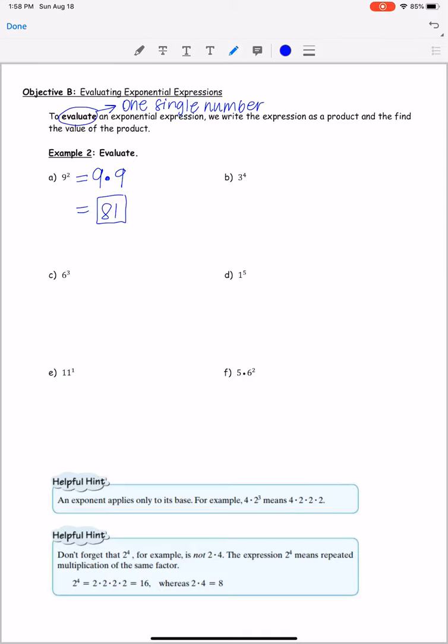Okay, on B, you got 3 to the 4th power. So your base is 3. And again, this 4 tells you how many 3s we have. So on this one, we've got 3 times 3 times 3 times 3. I got 4 of them since that's what my exponent is. So multiply. 3 times 3 is 9. Bring everything else down.